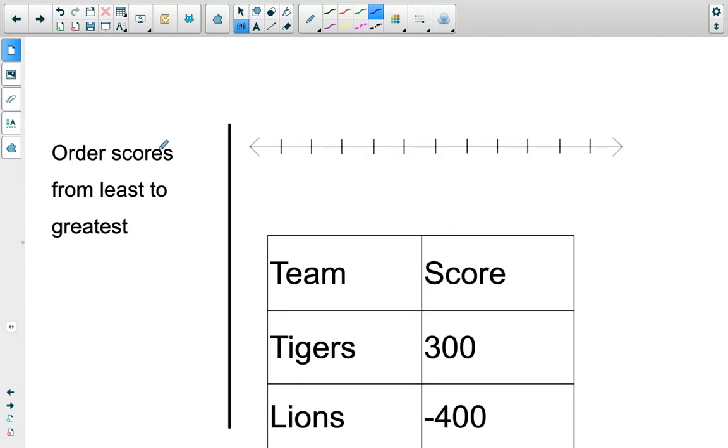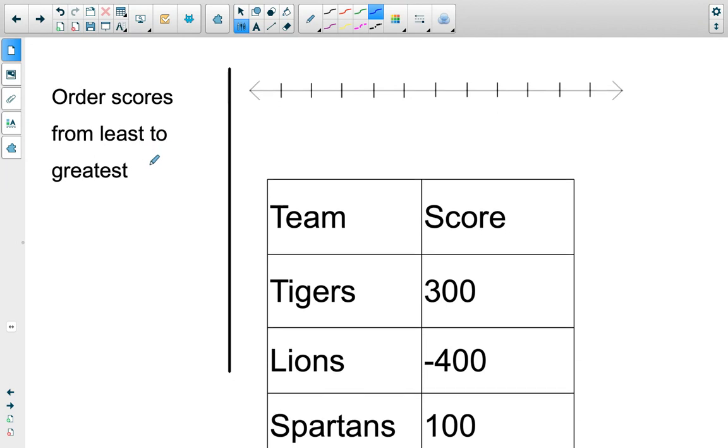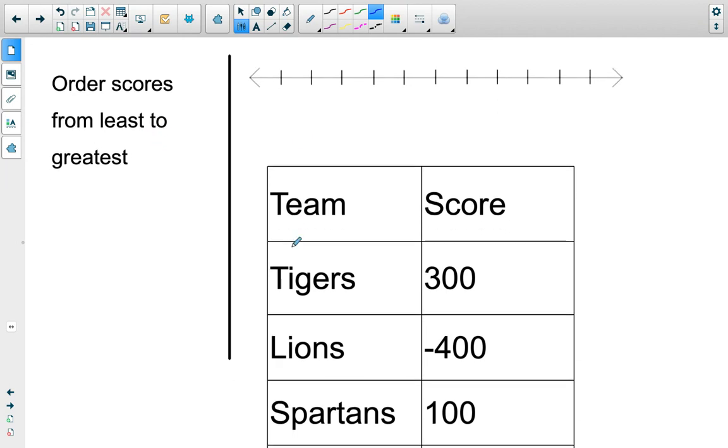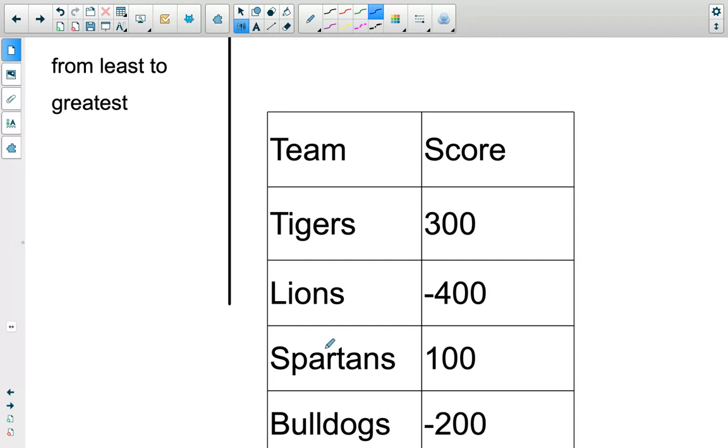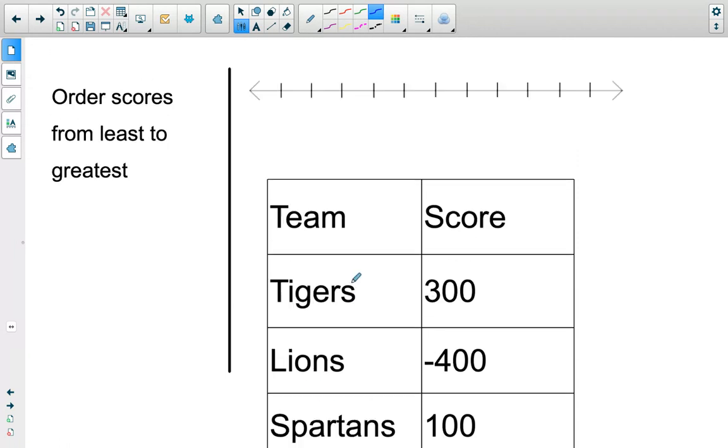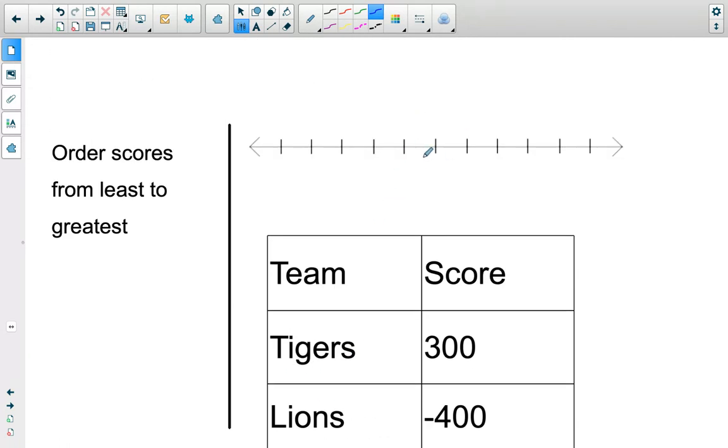You will see those. Okay, we're going to put some numbers in order from least to greatest. Now, we have 4 teams: Tigers, Lions, Spartans, and Bulldogs. Tigers have 300 points. That means I think I want to have my number line in increments of 100. So this would be 100, 200, 300, 400.